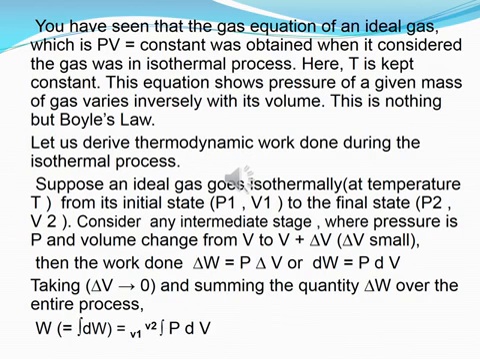Work done, delta W is equal to P delta V. You know how it was derived in this form, which was learned from previous class. Taking delta V tends to 0 and summing the quantity delta W over the entire process, then total work done W is equal to integration of P dV in the limit of V1 to V2.